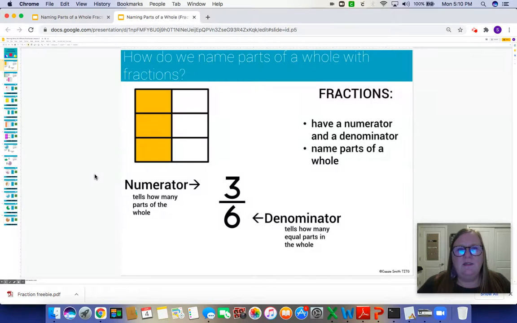So for instance, on this fraction that we have, the rectangle, it's divided into 6 equal parts. So 6 is the denominator. That's the total number of equal parts in the whole. And there are 3 pieces shaded in, so it would be a fraction of 3/6.